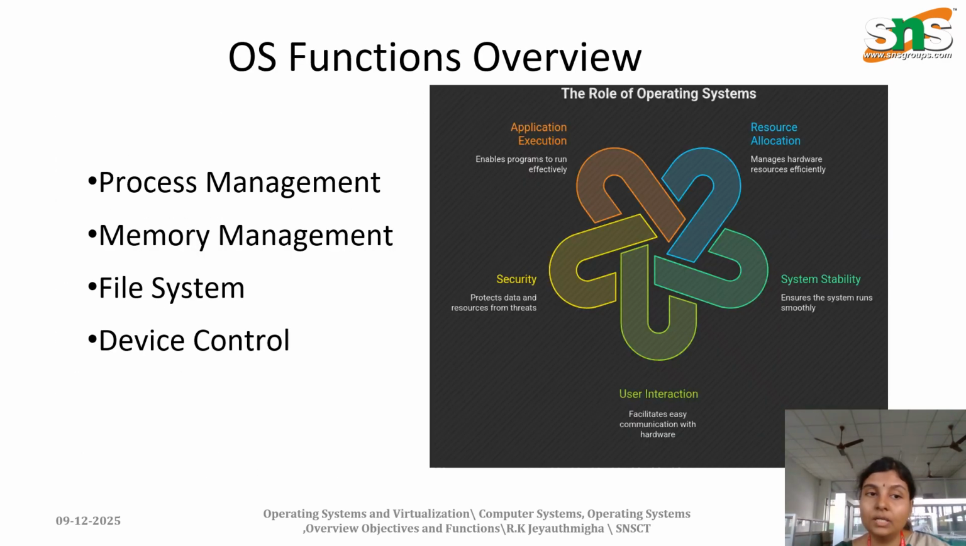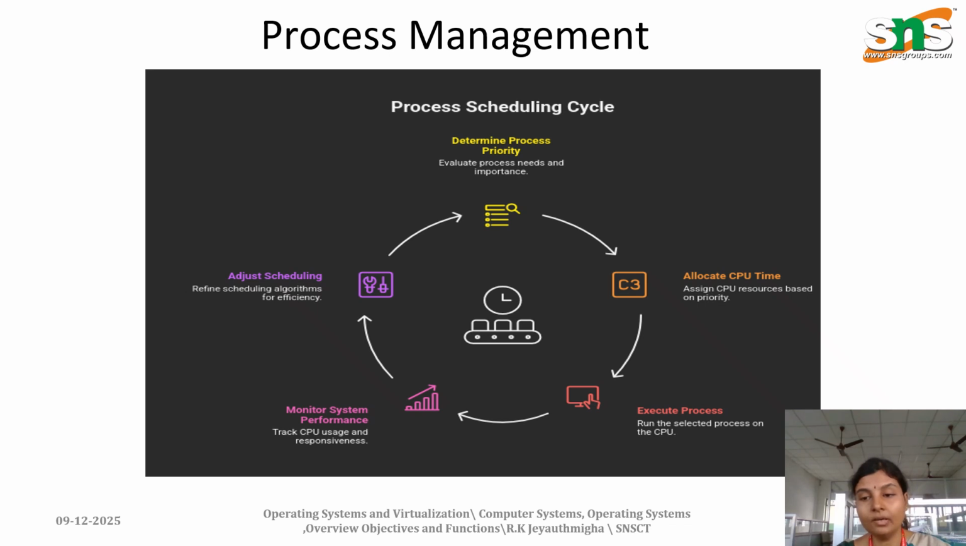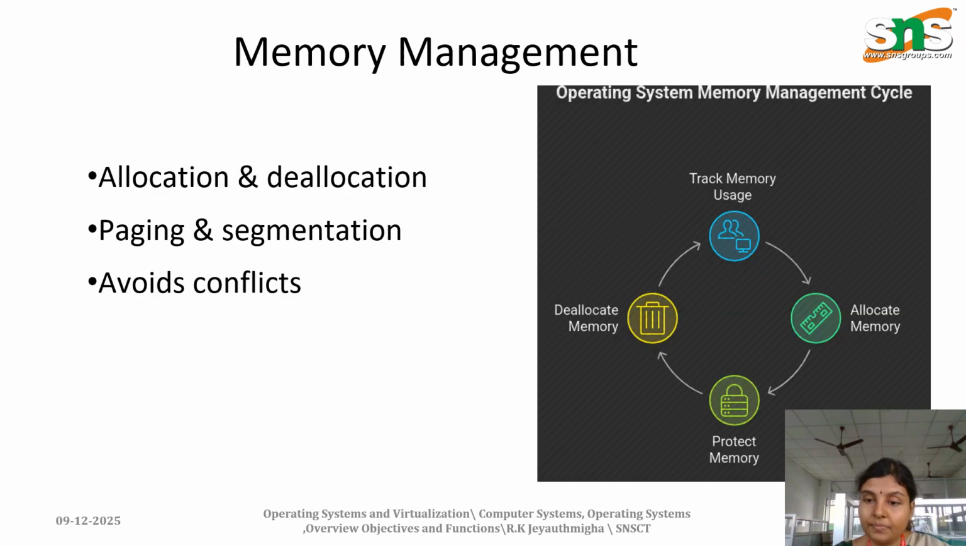OS functions overview include process management, memory management, file system, and device control. Process management means it schedules the process. Initially, it determines the process priority. It allocates CPU time, assigning CPU resources based on priority. Then it executes a process. It runs the selected process on the CPU, monitors the system performance, and tracks CPU usage and responsiveness. It adjusts the scheduling algorithms for efficiency.